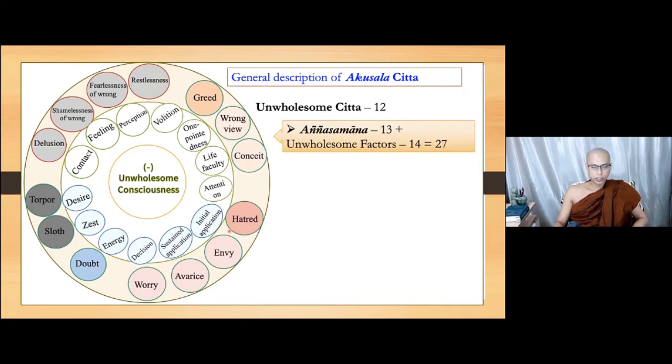Then if dosa-mula is present, there is no piti, so zest will also be absent. In this way, we can remove the dissociated mental factors from the group. This is the general description. So they arise in a group. This applies to any unwholesome consciousness; depending on the type of consciousness, we remove the mental factors.